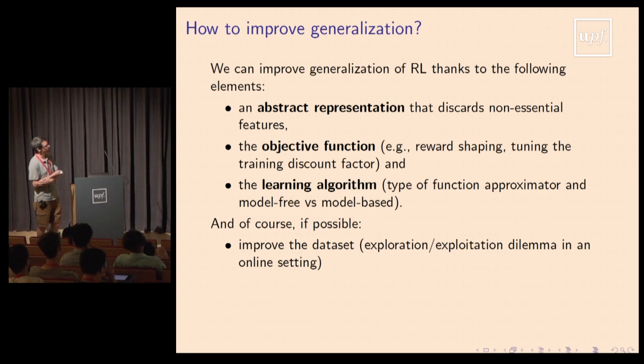You can modify the objective function. So we talked about tuning the training discount factor. You can also have some kind of reward shaping. If you are able to provide faster feedback about what the right action is, to simplify a lot what reward shaping is, it's better to provide the reward as soon as possible to your agent because it makes the learning easier. Then you have also the learning algorithm. We looked a little bit at types of function approximators. We looked mainly at model-free, but in some contexts, model-based can also be very interesting. And as was also mentioned in one of the questions, whenever you can improve the data set, so basically the way you explore your environment, that's something you should always think about. It's not only about how you learn, but also from what you learn, right? The data set is also obviously very important.